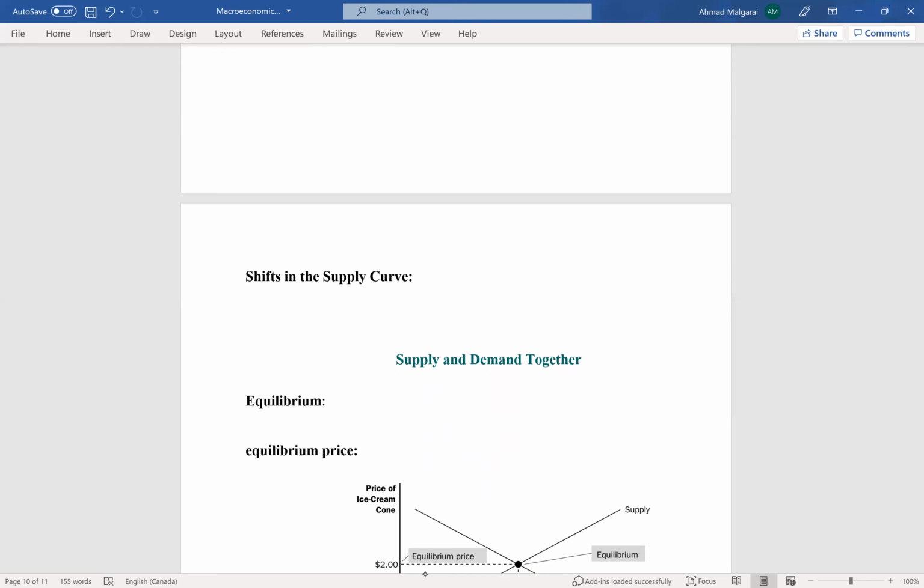An increase in supply can be represented by a shift of the supply curve to the right, and a decrease in supply can be represented by a shift of the supply curve to the left.